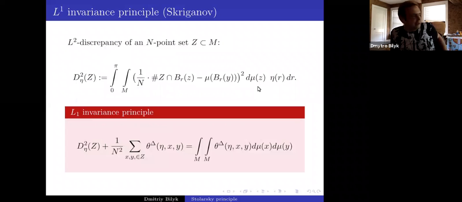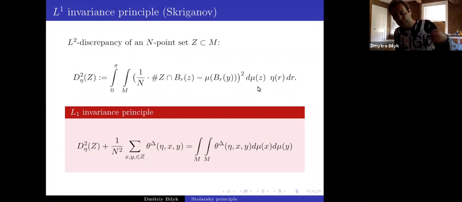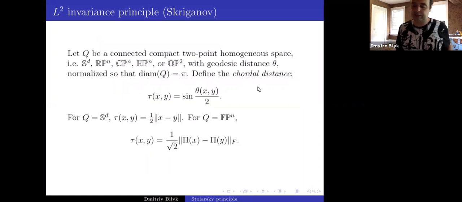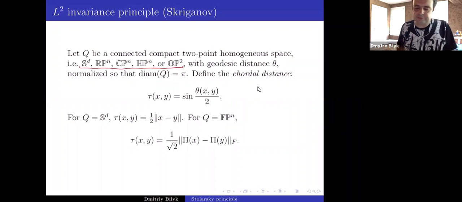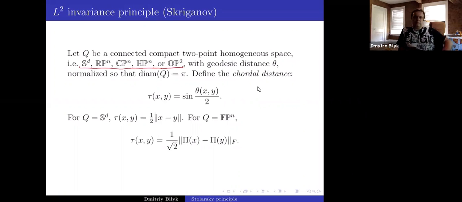Now there is a slightly more specific version of this principle, which Maxim Skriganov called the L2 invariance principle, and I'll explain why it's called L2. So let's consider the connected compact 2-point homogeneous spaces. I will not give you the definition, many of you know that, but basically they're all characterized. So these are either the spheres, real Euclidean spheres, or projective spaces.